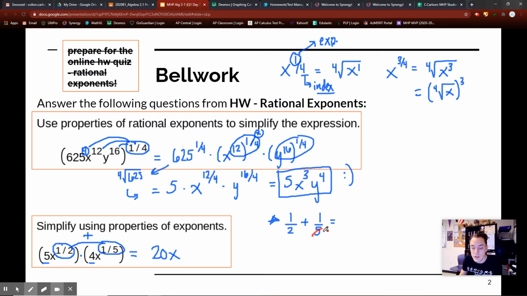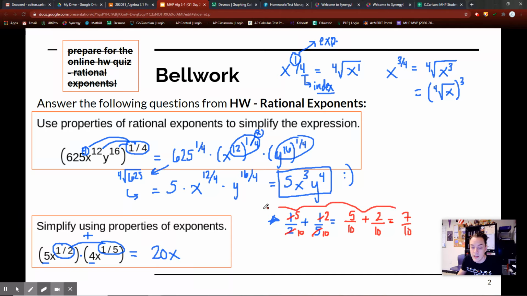So 5 times 2 gives me 10. 1 times 2 gives me 2. 2 times 5 gives me 10. And then 1 times 5 gives me 5. So now what I have is 5 all over 10 plus 2 all over 10. Now I can actually add these, so this becomes 7 all over 10.